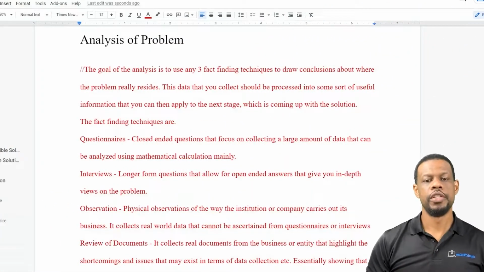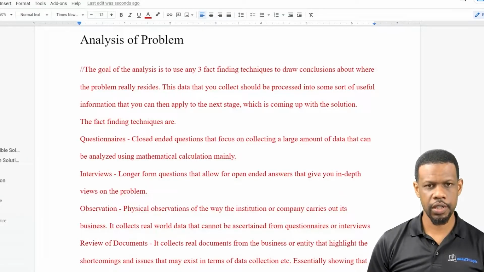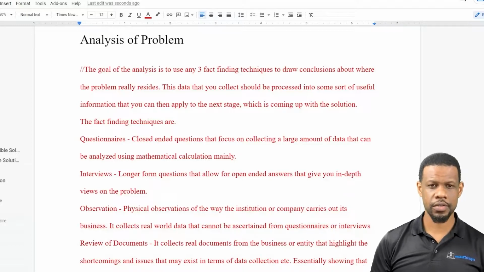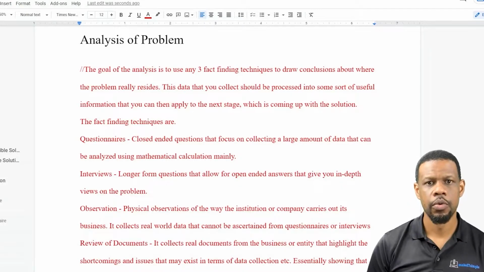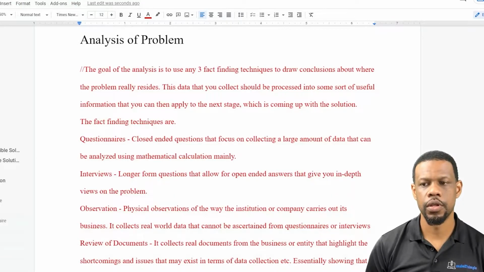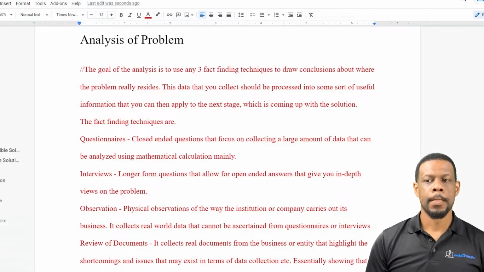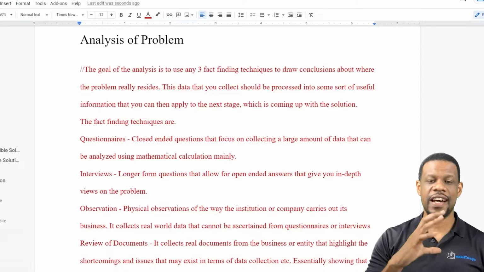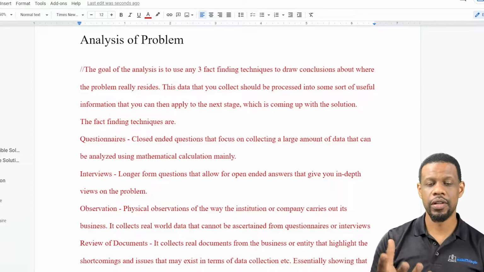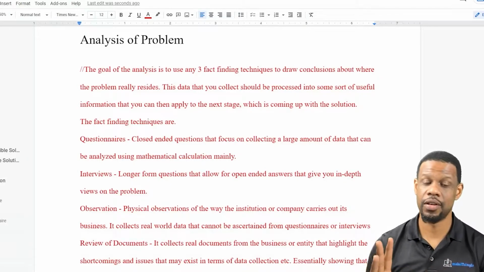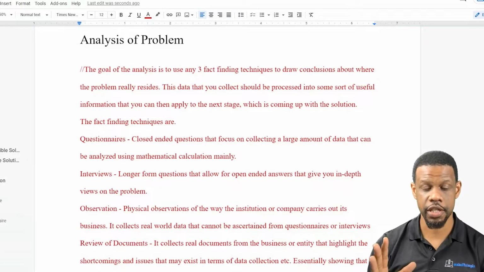So, we're into video number 3. And video number 3 is going to be broken up into 3 parts. I'm going to show you what the application of the fact-finding techniques looks like. It'll be very long and very detailed, but my goal is to do this once and for all, so nobody will ever have to have a question for the next 10 years until the syllabus changes again, right?